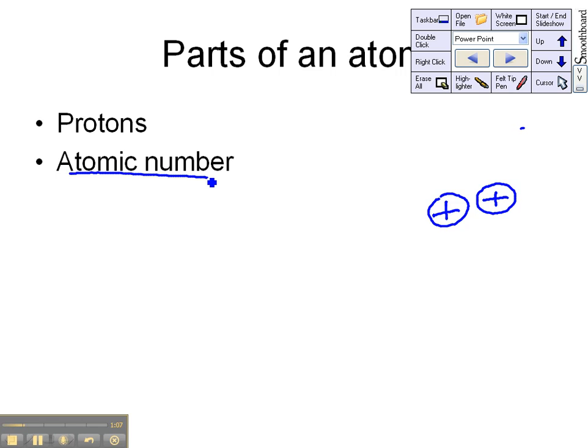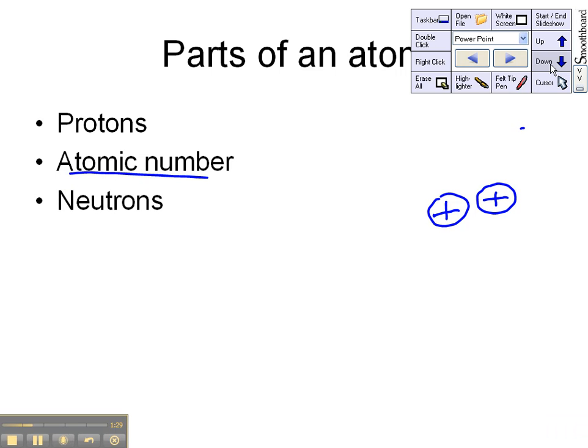Well, which one is the atomic number? The atomic number is the 4. So we can figure out there's 4 protons in beryllium itself. What is the 9.0122? Well, that's the atomic mass, and we're going to need that for the next particle. So we have protons taken care of, large particles in the center of an atom.